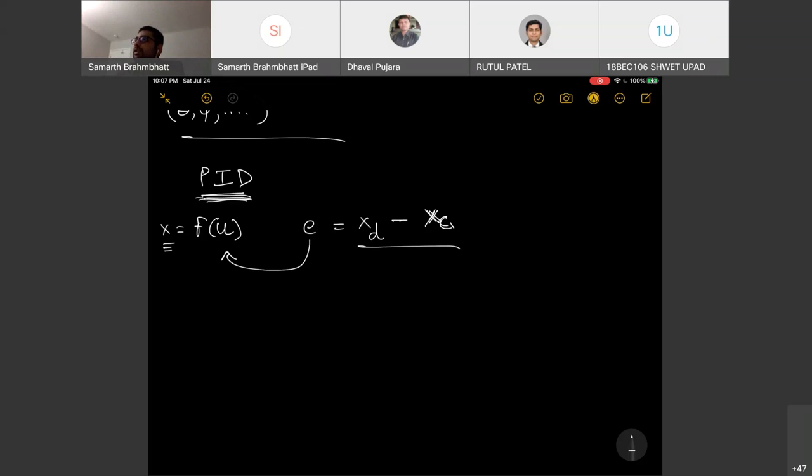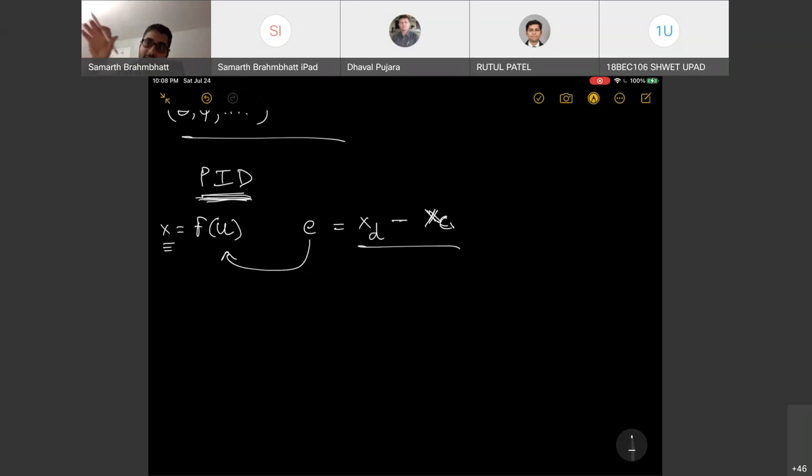One very simple example is your car, right? Let's say you have your car and you want to make it go at some particular speed. Let's say you want to make it go at 50 kilometers per hour and you are at 10 kilometers per hour. Then if you are on a straight road, you will start by pressing the accelerator.